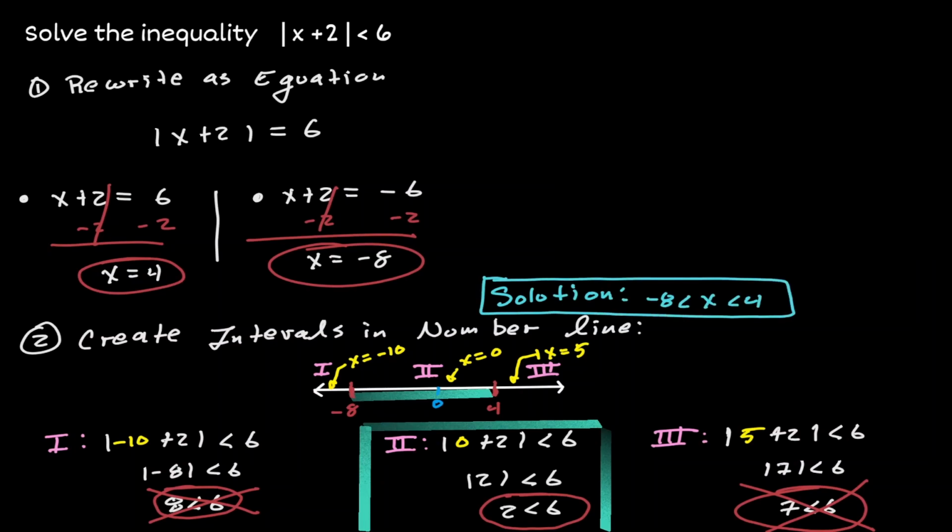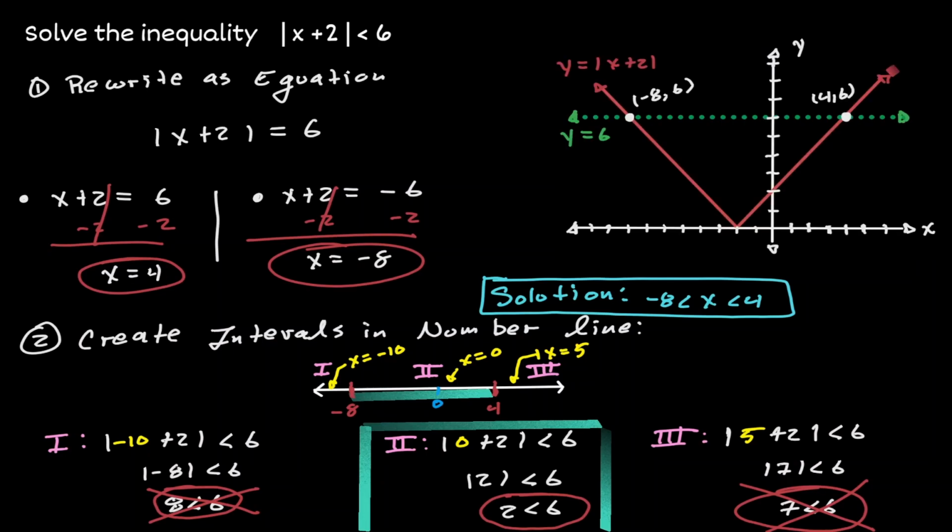So let's visualize what we have said here. In our graph, here in red, we got the graph of the absolute value of x plus 2. And in green, we have the line y equals 6.